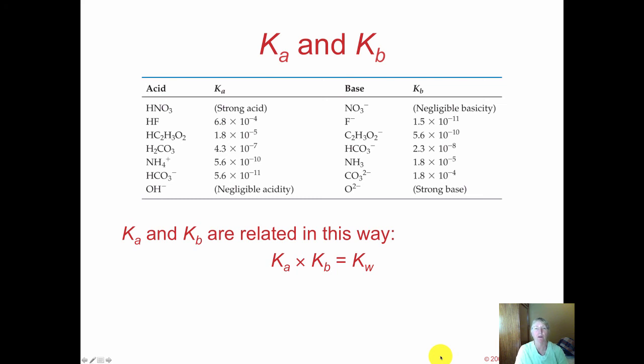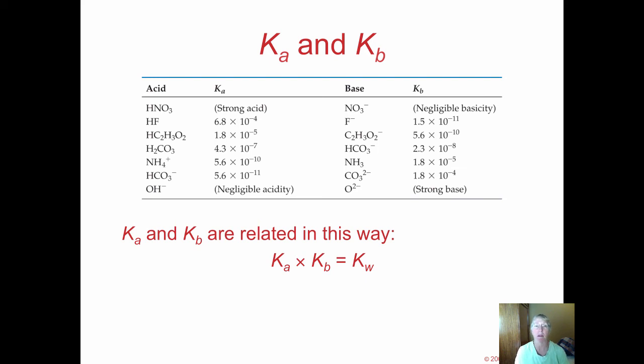In this last very short vodcast, we're going to consider the relationship between Ka and Kb, now that we understand what those are. And this is section 16.8 in your textbook. So as you can see, there's a list here of some acids with their conjugate bases.